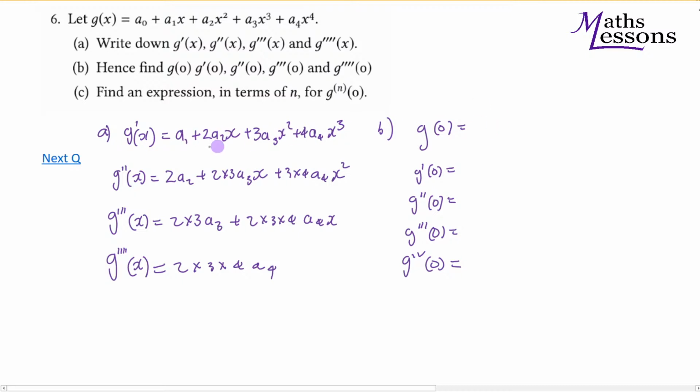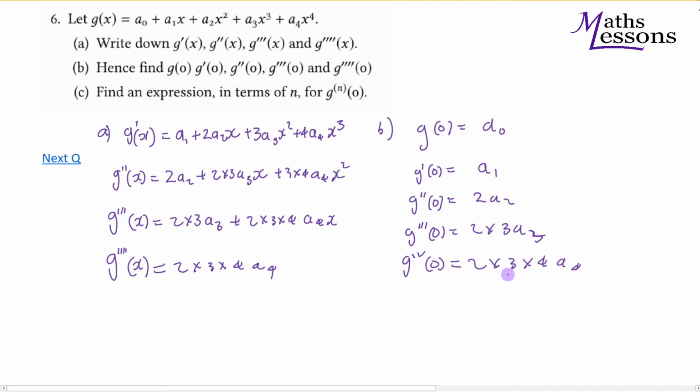So g of naught, put naught in here, that's naught, that's naught, that's naught, so I'm left with a naught. g dash of naught, I'm left with a1. g double dash of naught, naught, naught here, I'm left with 2a2. g triple dash of naught, I'm left with 2 times 3a3. And here, for g to the 4 dash of naught, I'm left with 2 times 3 times 4, a4.